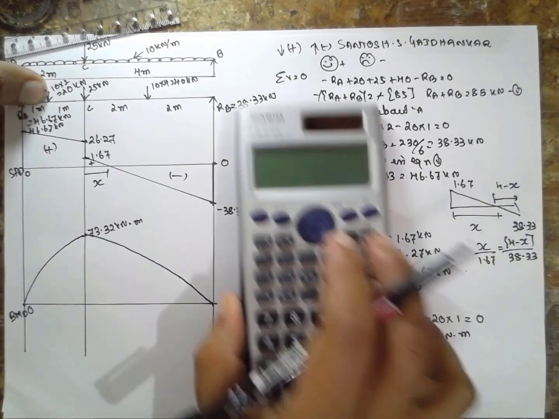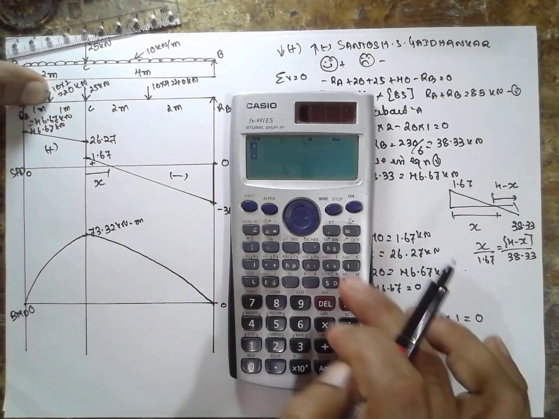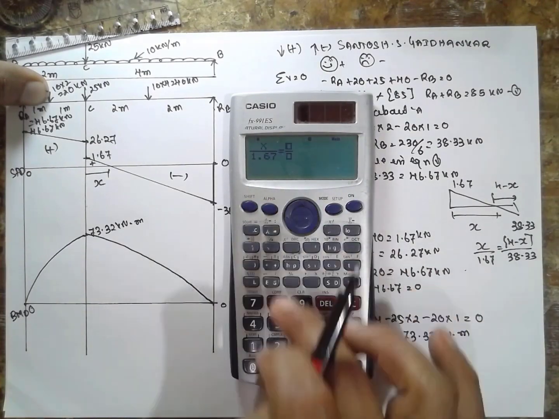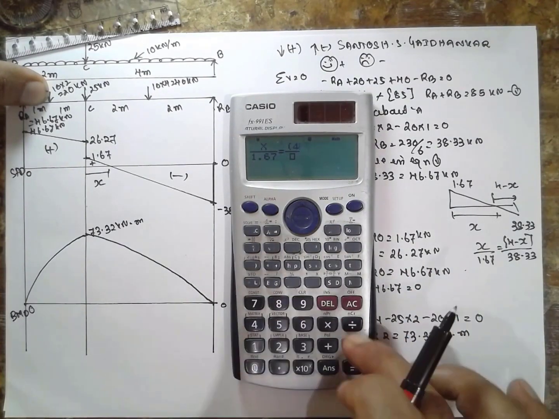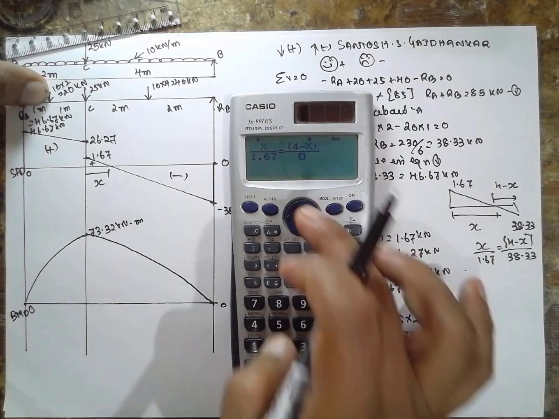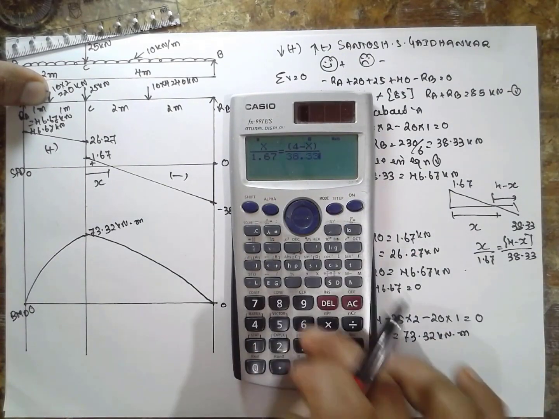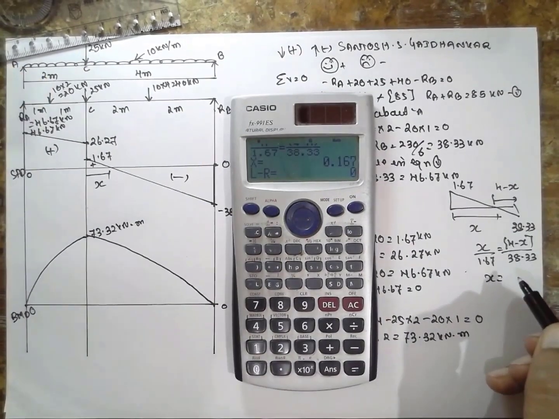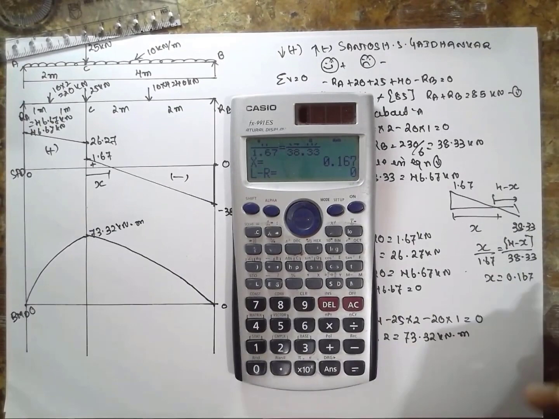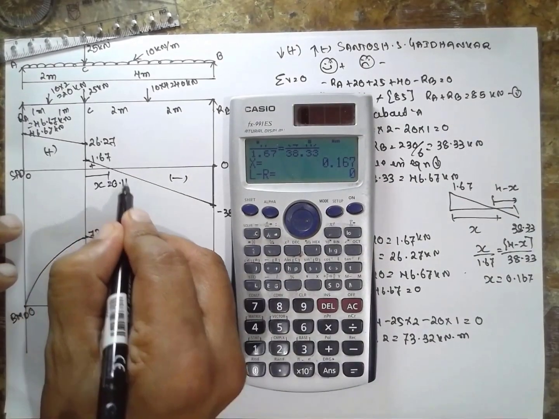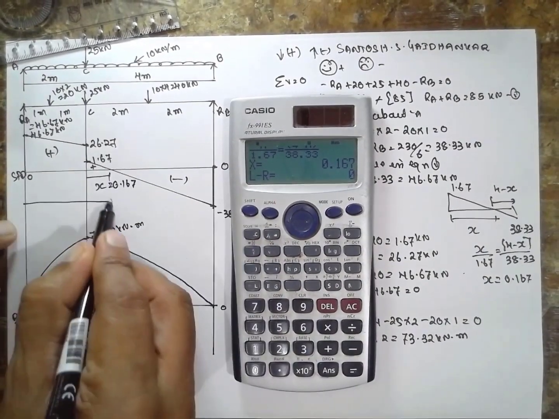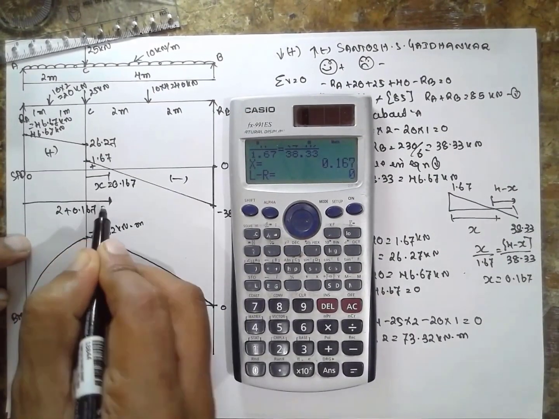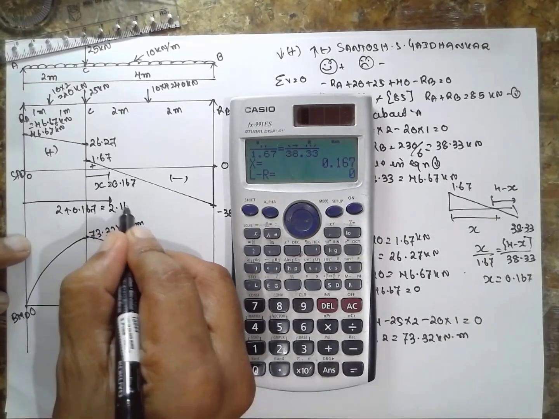With the help of a calculator you can find it directly. Alpha x 1.67, 4 minus alpha x, 38.33. Shift solve is equal to, the x value will be 0.167. The total length from this part to this part will be 2 plus 0.167. If you add it, the value will be 2.167 meter.